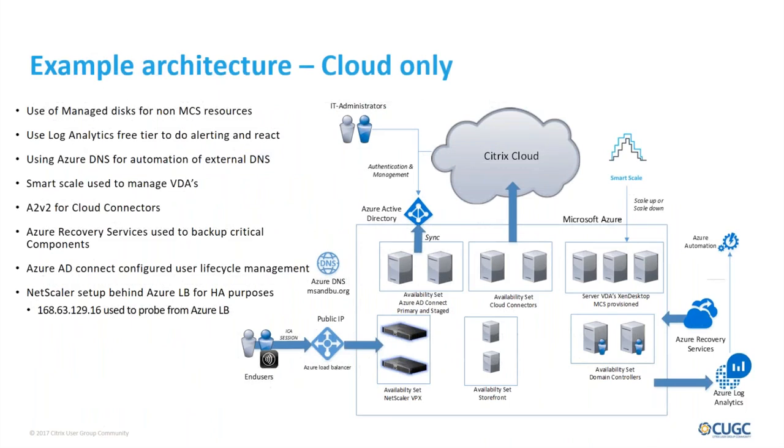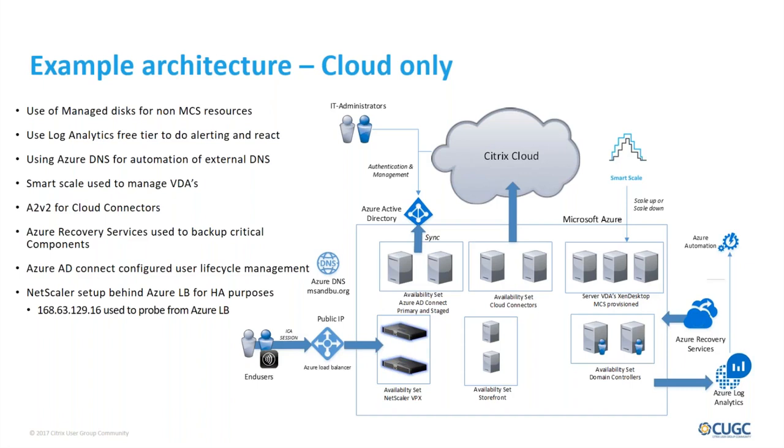So just some example architecture. This is a cloud-only scenario where everything is running in Azure. You also have Citrix Cloud. As I said, you need to have availability sets for each service which you want to have redundant. So you have availability set for storefront, for NetScaler, for the domain controllers, for the cloud connectors as well. And here we're using Citrix Smart Scale tools as part of Citrix Cloud to scale up or scale down the VDI agents based upon a schedule.